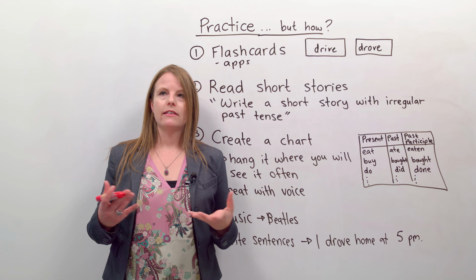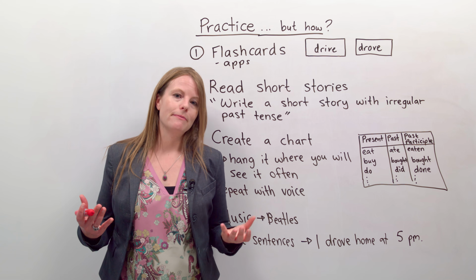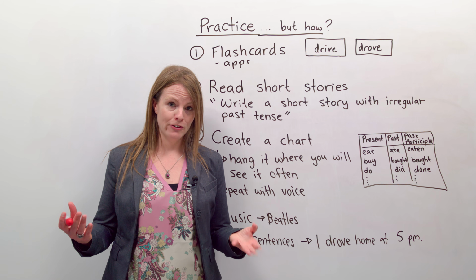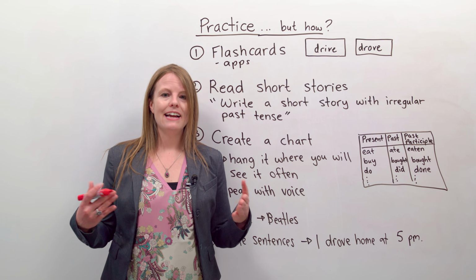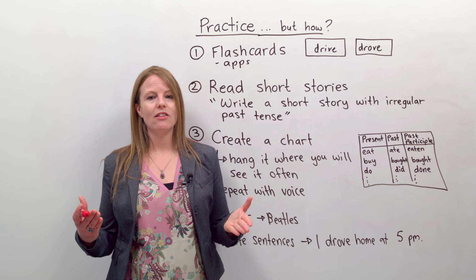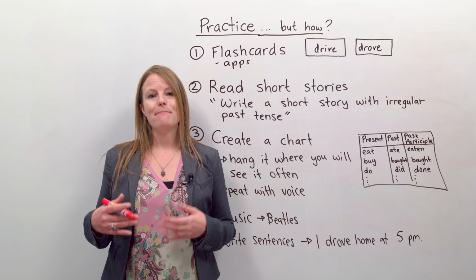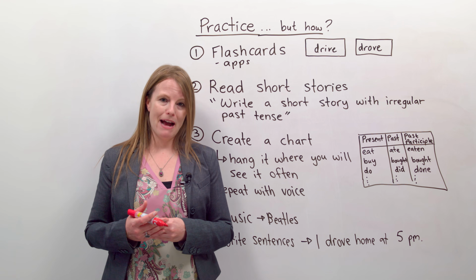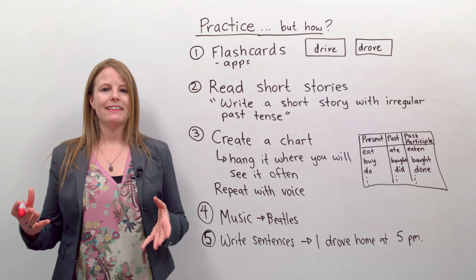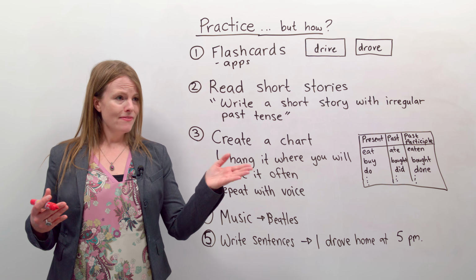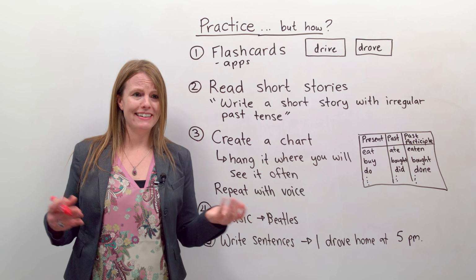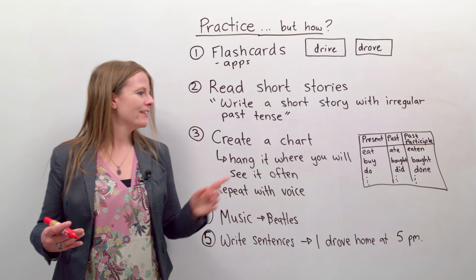Think about the most common irregular past tense verbs. Start with those. Create a chart and put it somewhere you will see it a lot. Maybe on your kitchen table. Maybe on your mirror in the bathroom. It's good to put this somewhere where you will see it. And then if you do this every day, you look at it and you just say the words to yourself.